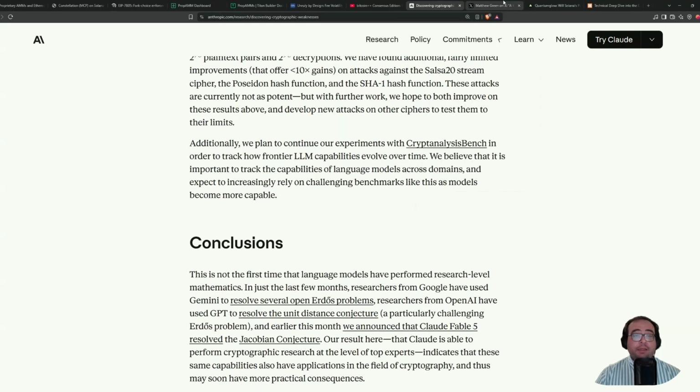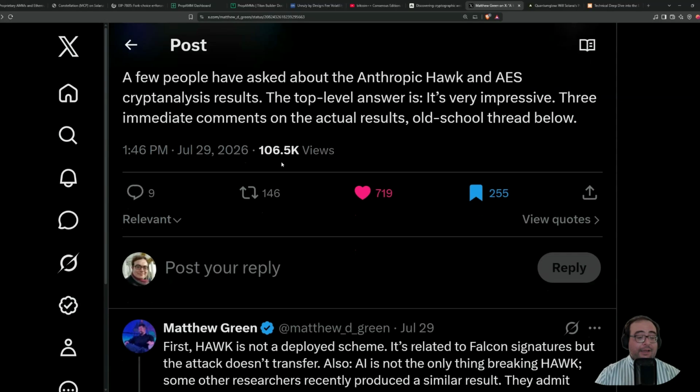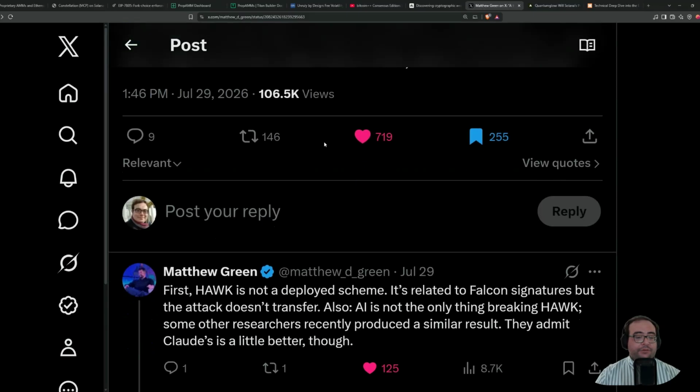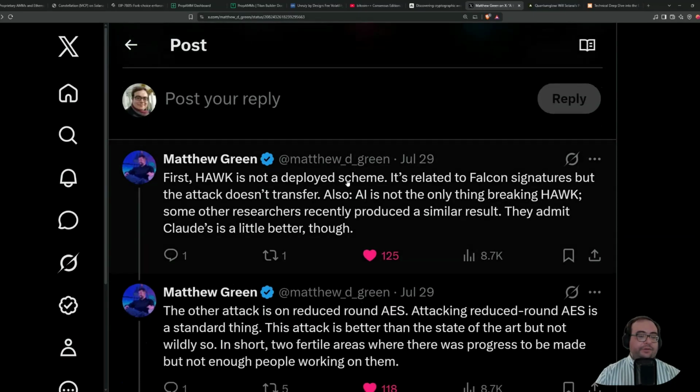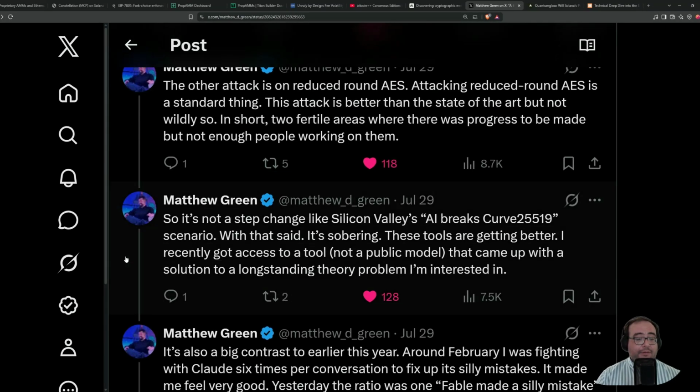But I have also this thread from Matthew Green, interesting for more takes on this attack. And what was important to me, Hawk is not a deployed scheme. Yes, maybe I did say that. Yeah, I said that. Many of these algorithms in the contest, it is expected that they will break. So it's not like this had an impact on real production crypto, of course.